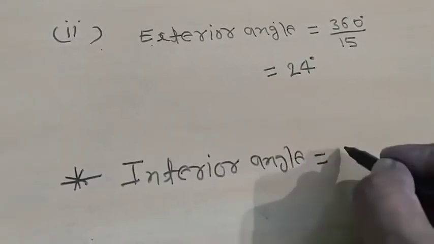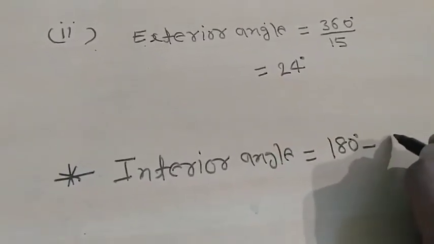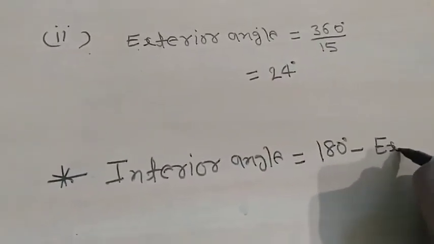Okay, and suppose if you find the interior angle, so interior angle is equal to 180 degree minus exterior angle. Clear?